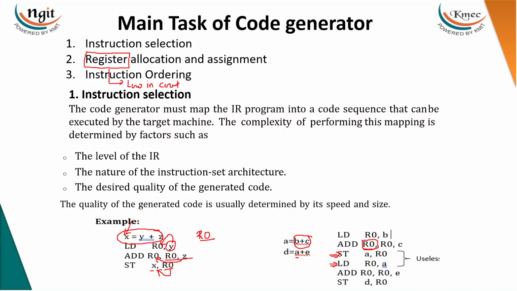Even though the R0 value, whether you store it and load it or not, the result of R0 is A plus B plus C only. Again, storing it to A and bringing it back is useless. So such instructions you are not going to select. So that comes first: instruction selection.